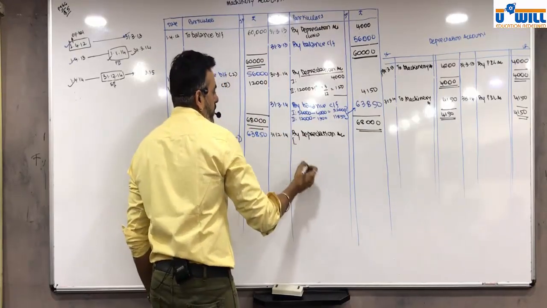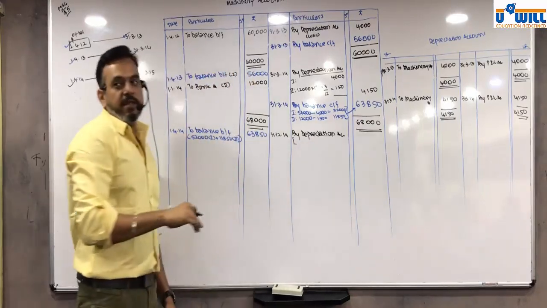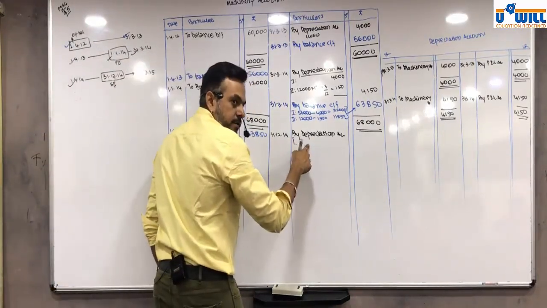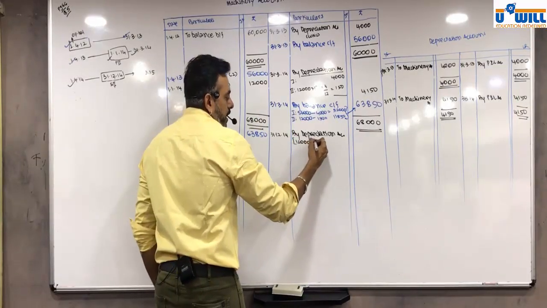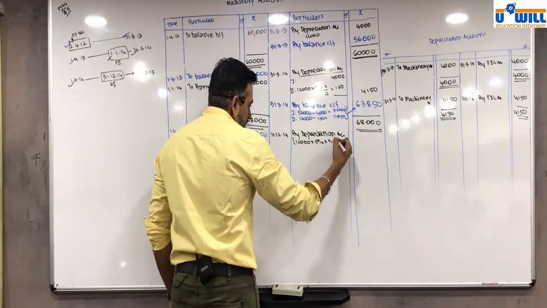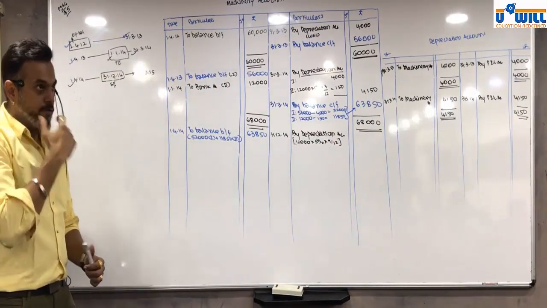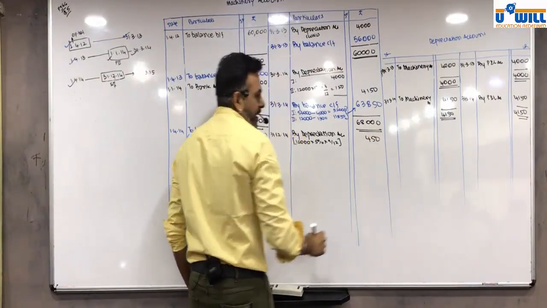I'll do the working over here for understanding. Now, depreciation, which method? Straight line method. So always on the cost. So what is the cost of machine 2? 12,000 into 5% into 9 months. So 9/12. 450, which is equal to 450.